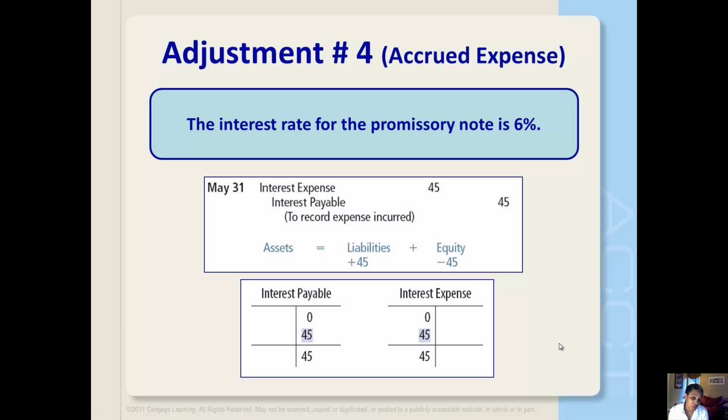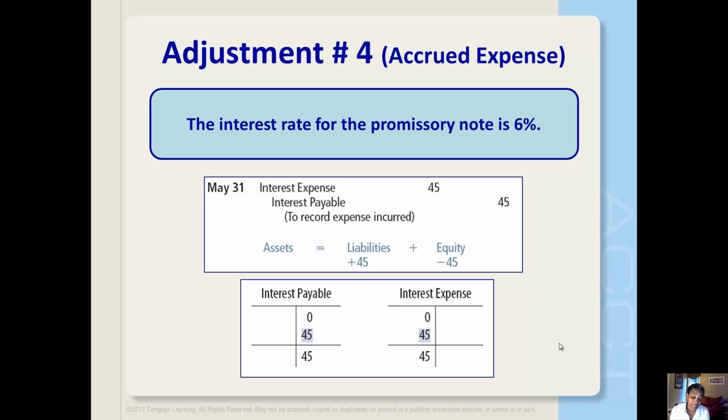Circle Films must pay interest on that promissory note at a 6% annual rate. Therefore, after 1 month, Circle Films has incurred $45 of interest expense because the promissory note, if you recall, was for $9,000, and if we multiply that by 6%, we get $540. Is that right? 9,000 times 6% is $540, and then if we divide that by 12, we'll get $45. So 1 month of interest expense is $45.